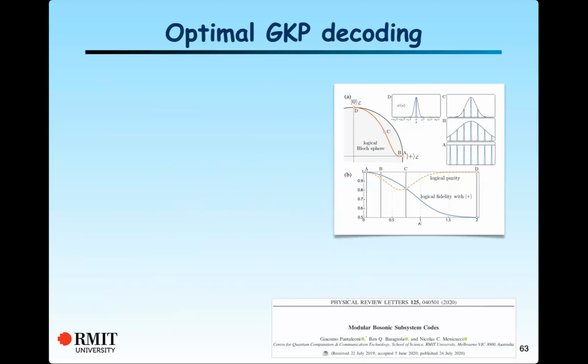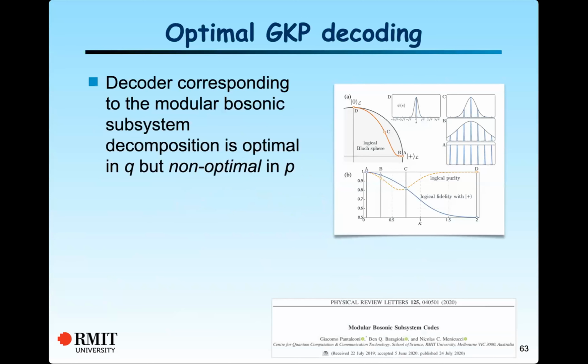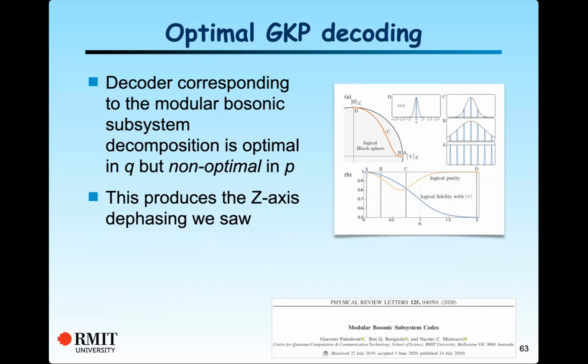So how does this relate to GKP type codes? Well, the decoder corresponding to our subsystem decomposition, the one we came up with, is optimal in Q, but non-optimal in P. I haven't said what it is, but that's a fact because it has the Z-axis dephasing. Can this be fixed? Yes, it can. I'm gonna have to go through this too fast.